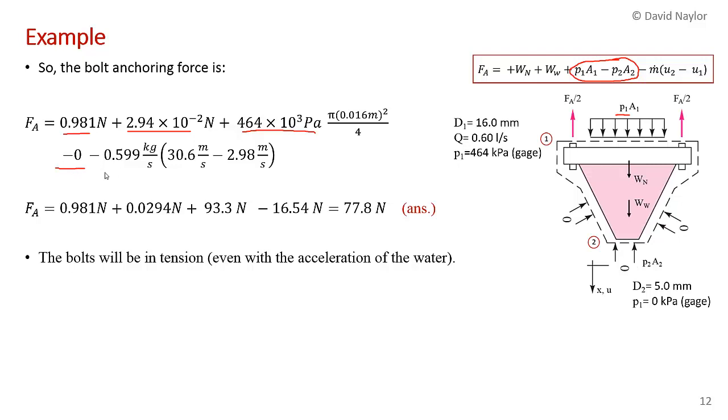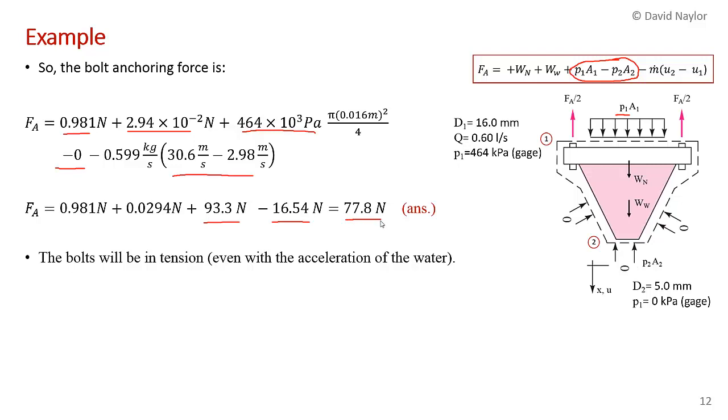And then you've got minus m dot times the change in the velocity. This is the momentum term, the change in momentum of the fluid as it passes through the nozzle. So I've put the numbers in here: the weight of the nozzle, the weight of the water, which is negligible in this case, the net pressure force on the nozzle, and then that thrust term, which actually acts in the negative x direction because the water is accelerating. But it's not enough to overcome the other forces, so we end up with a positive force in the x direction. So the bolts are going to be in tension.